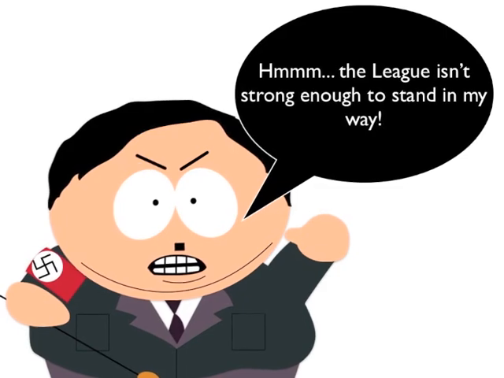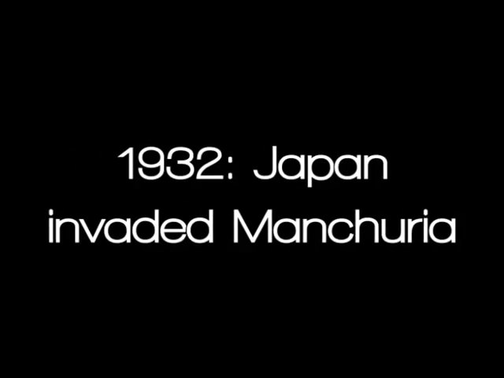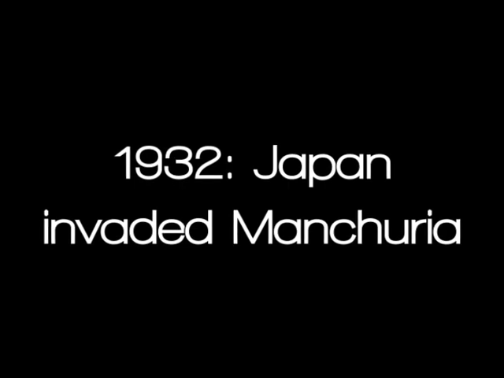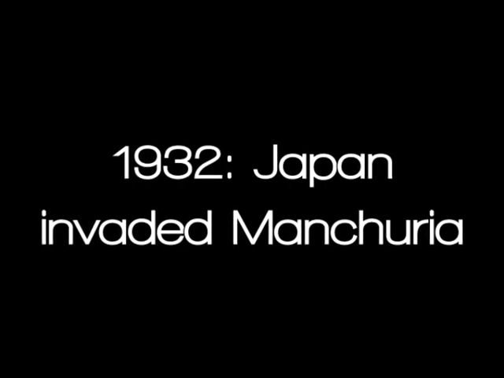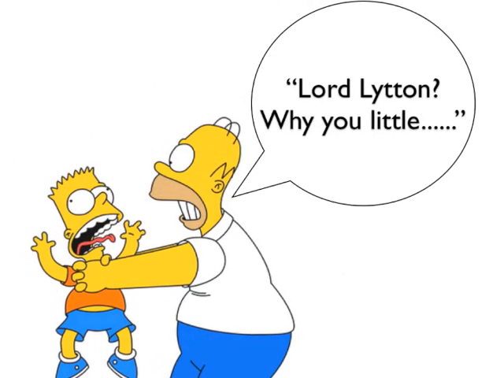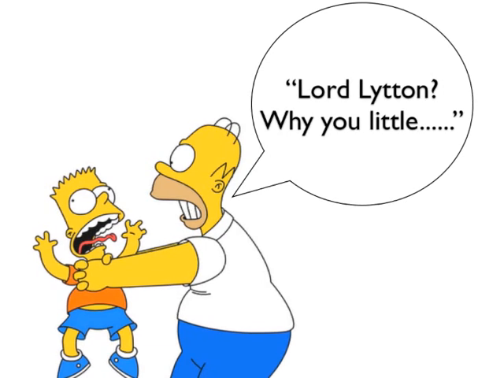In 1932, Japan invaded Manchuria, an area of China. This was clearly an example of a strong country invading a weaker one. The League took one full year to send Lord Lytton to make a report about what should be done. This was a long and frustrating delay.